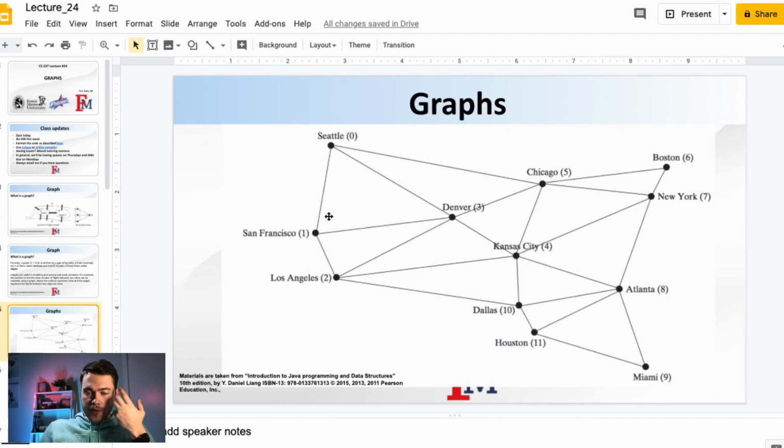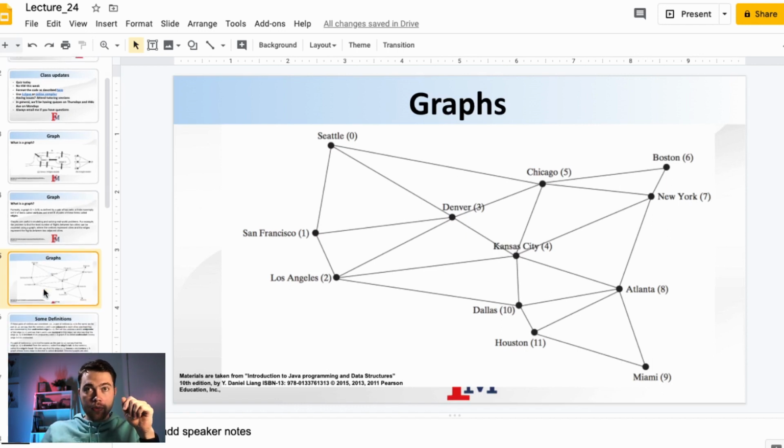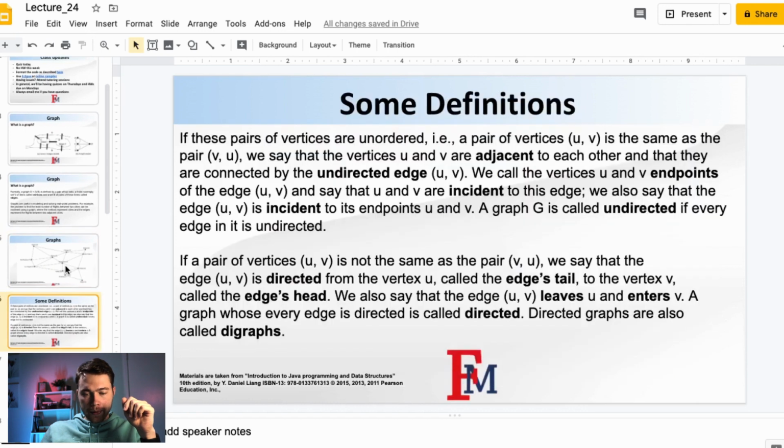So those dots would be vertices. Like when we're talking about trees, we're talking about nodes. In graphs, those nodes are called vertices. So here we have vertices, all of those dots, then lines between them, so-called edges. That's the flight route between the cities. That's what it represents.